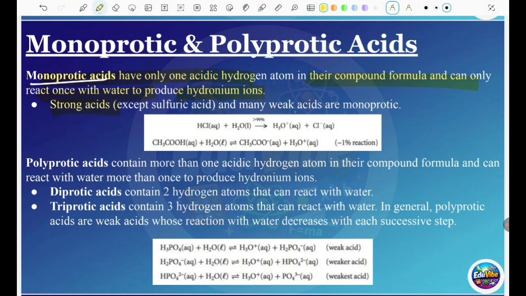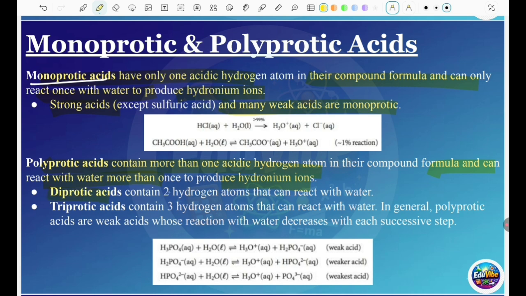Strong acids, except sulfuric acid, and many weak acids are monoprotic. If we do examples of this, you can get to know which are monoprotic and which are polyprotic. Polyprotic are different. If you have more than one acid hydrogen, if the substance can react with water more than once to produce a hydronium ion, so you have more than one hydronium ion, then this is a polyprotic acid.